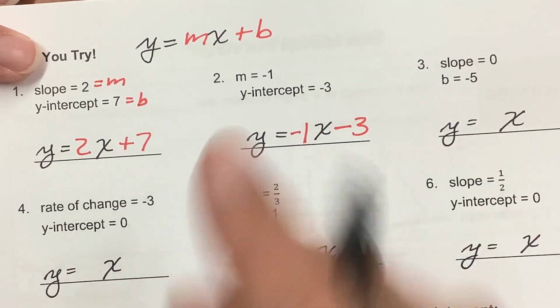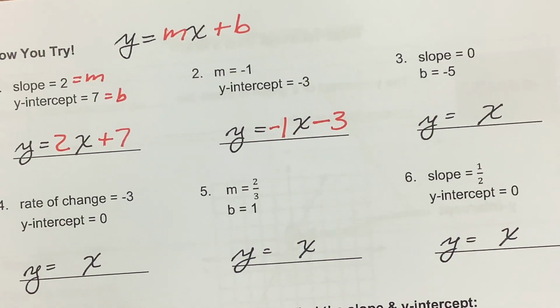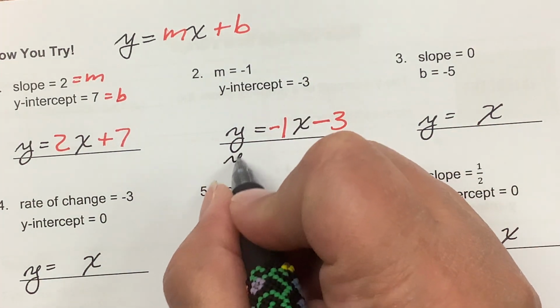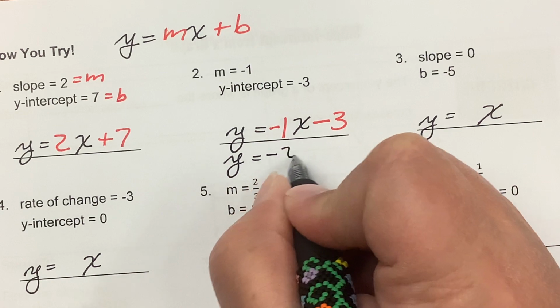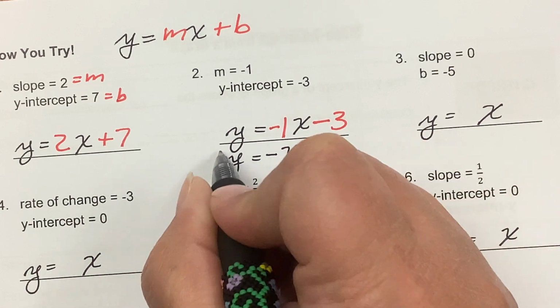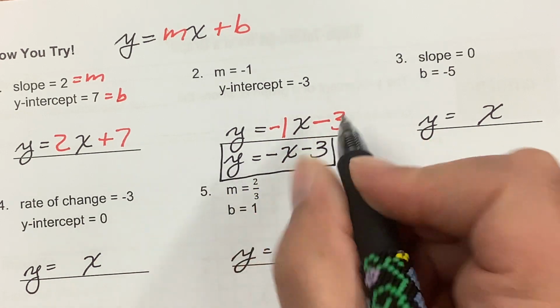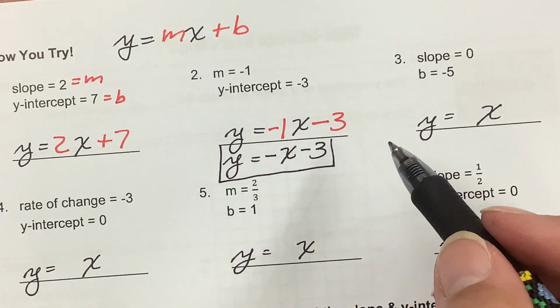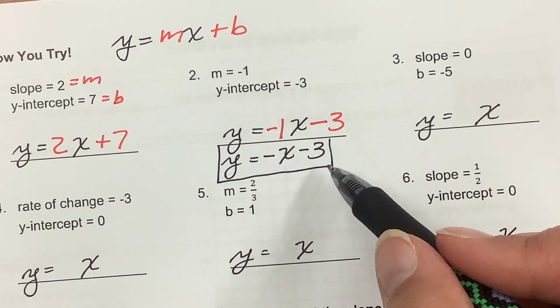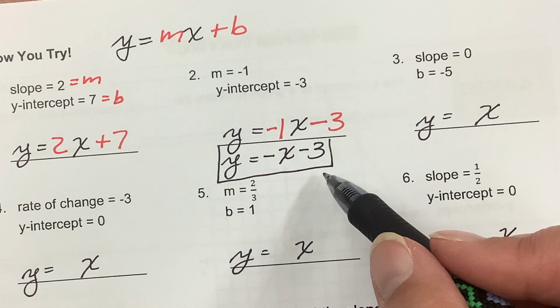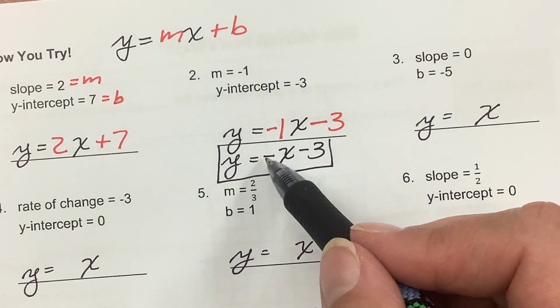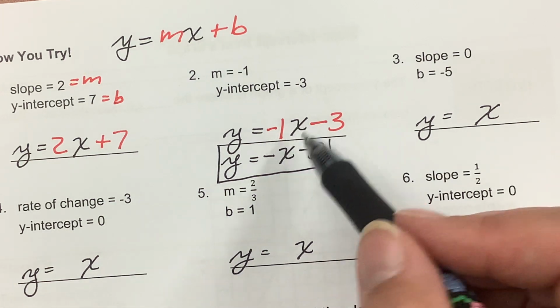You could write it, I don't know why this is moving on me, I apologize. Y equals -x minus 3. Now, you know me, I would never mark this wrong, but if it's a multiple choice problem, that's going to be the multiple choice answer. You have to know that -1x and -x mean the same thing.